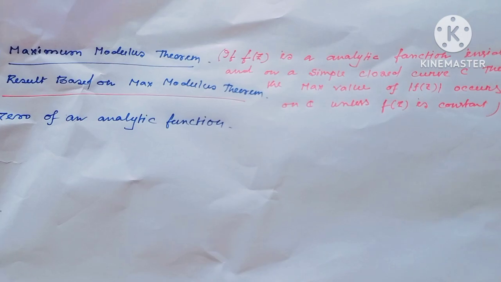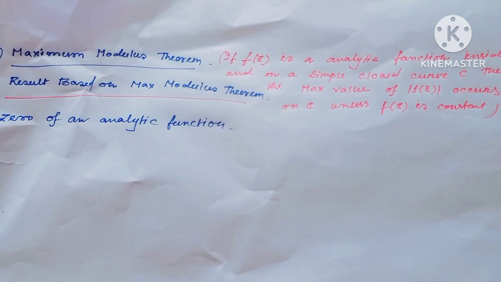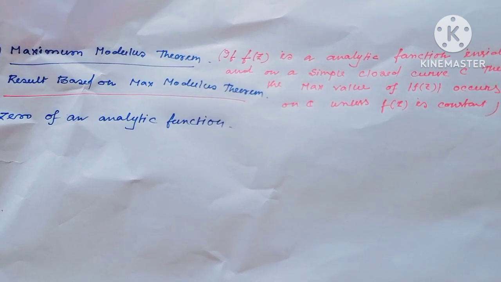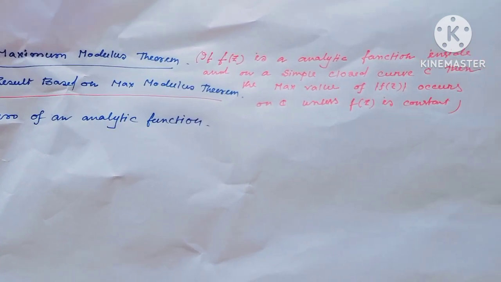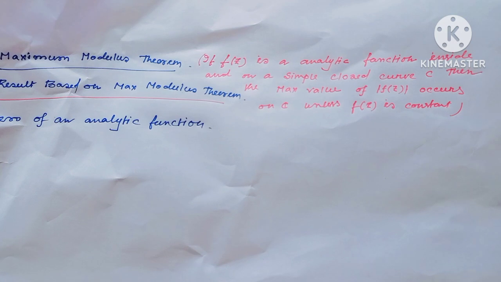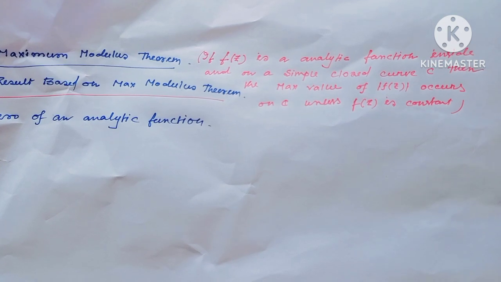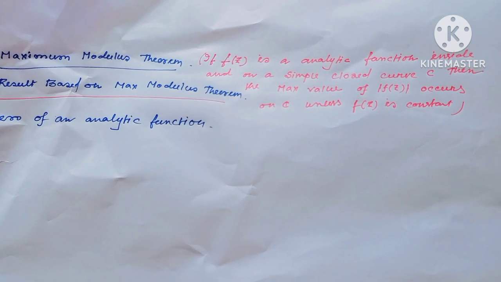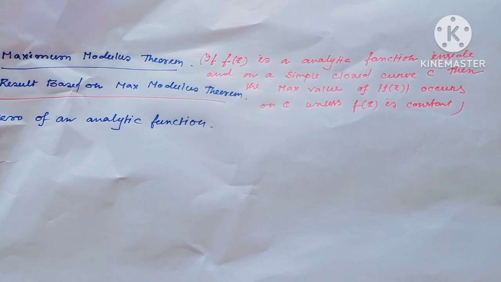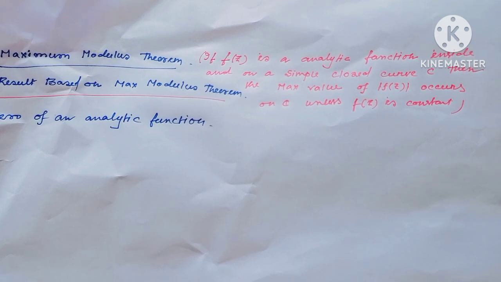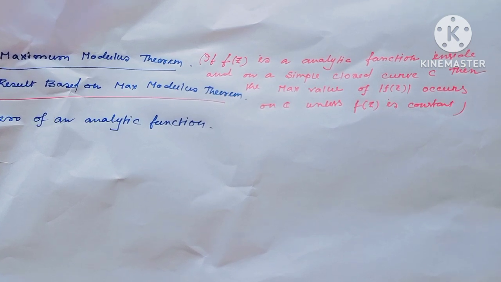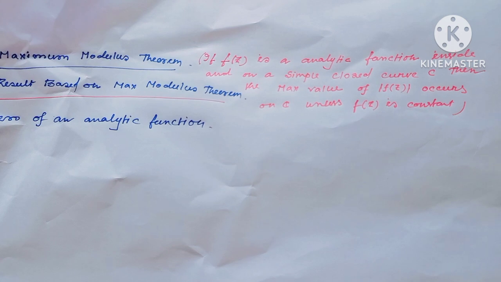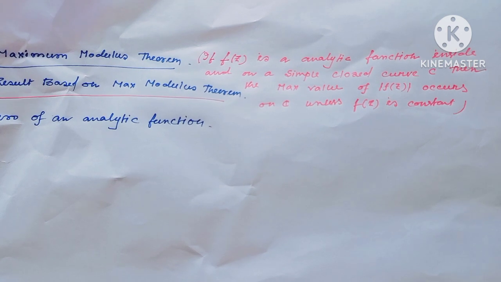Today, all of us know the statement of the maximum modulus theorem. If f(z) is an analytic function inside and on a simple closed curve C, then the maximum value of the modulus of f(z) occurs on the boundary of this curve unless f(z) is constant. That means if the maximum value exists at an interior point of this curve, then the function would always be constant. This is the maximum modulus theorem.